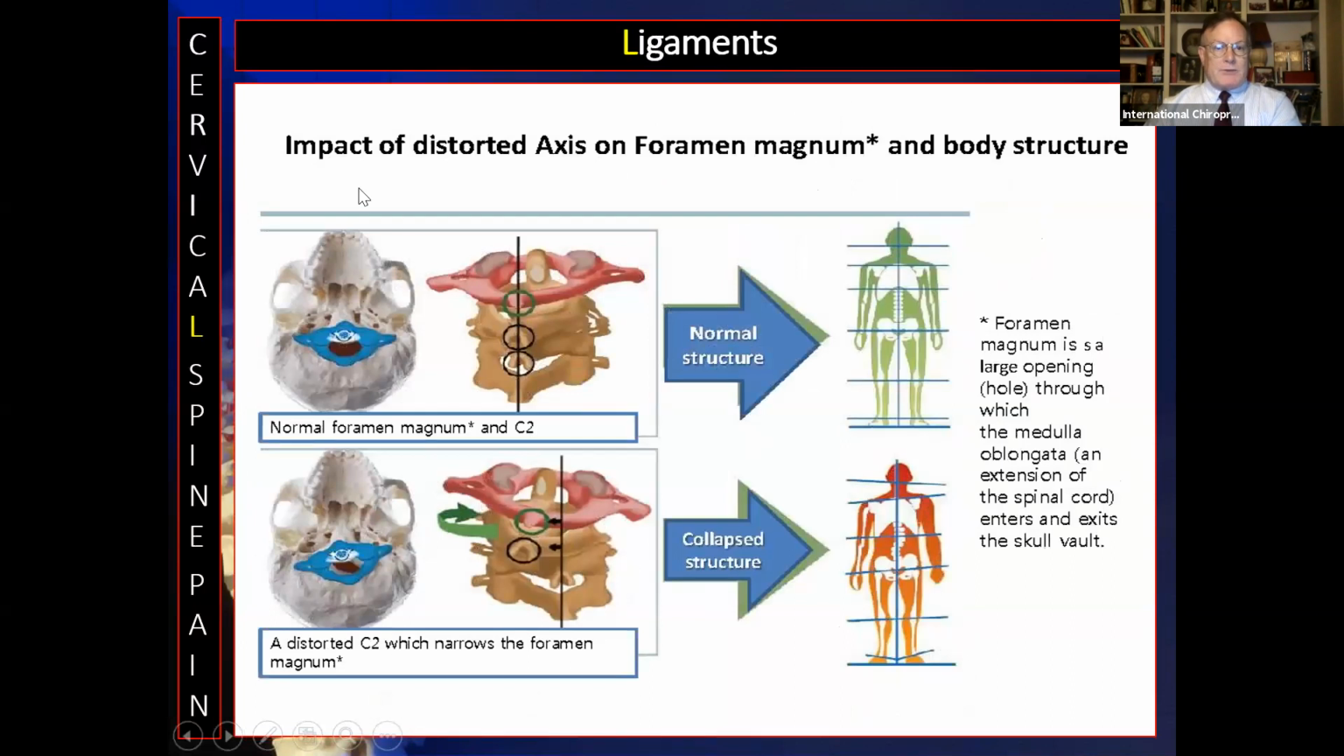All right, and so impact of distorted axis on the foramen magnum and body structure. Here's a normal foramen magnum here down the center again, and here it is with rotation or malalignment. You see what we're doing to the central axis here. And also you notice when C1-2 is malaligned, as you know, the rest of the body compensates all the way to the ground.